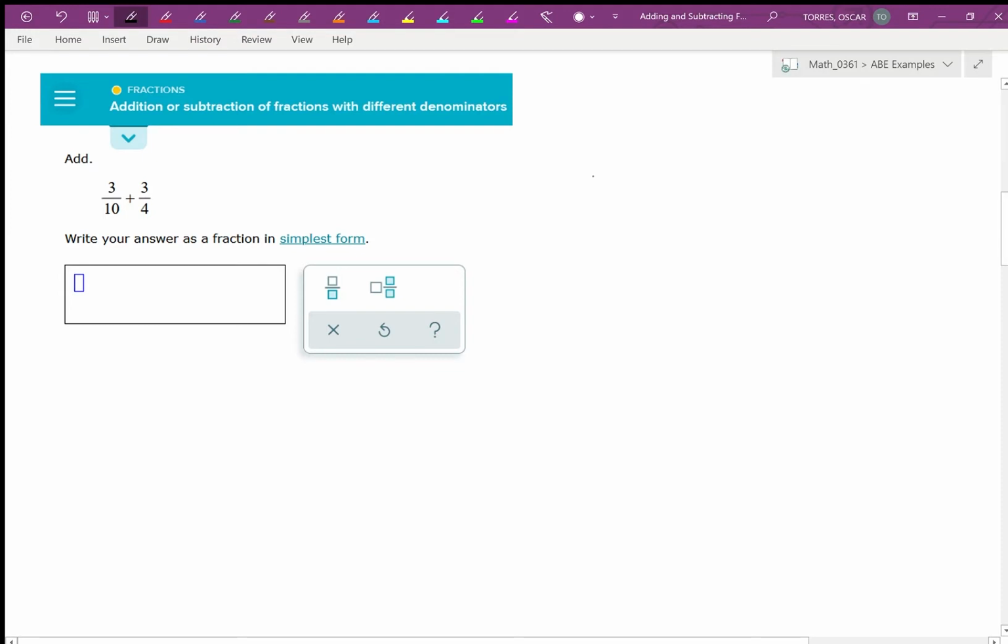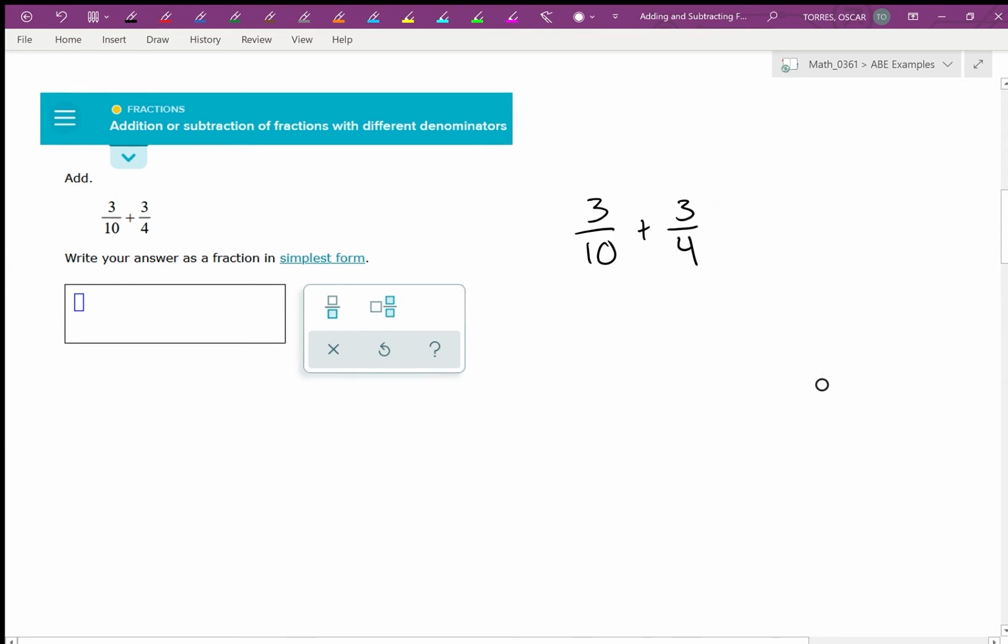For this problem, we have 3 over 10 plus 3 over 4. So when we're adding and subtracting, we need to make sure that we have the same denominator, a common denominator. What that means is I need to turn this 10 and this 4 into the same number. Now the number that we choose depends on their lowest common multiple.